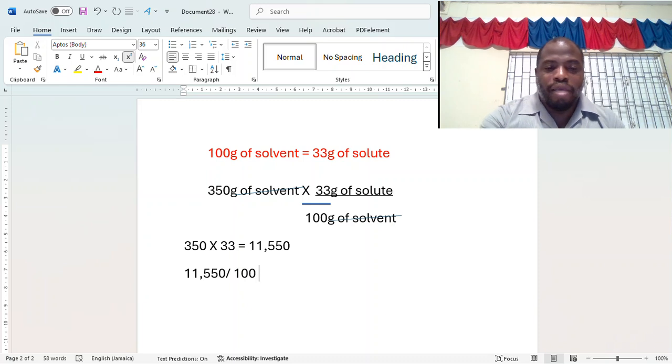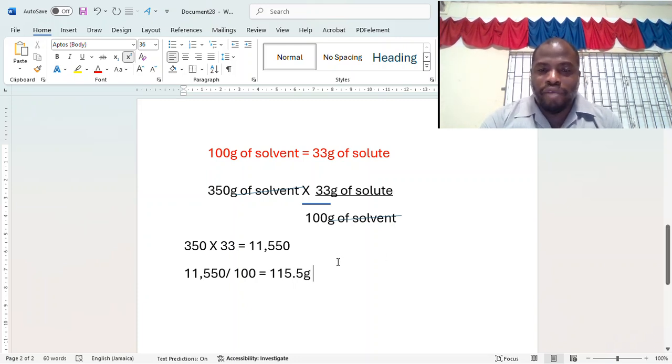You know, you can bring the decimal places to the left. And so we end up with 115.5 grams. And what are we going to be having? Grams of solute. So this is the amount of solute, grams of solute Z, substance Z, for it to be saturated if we have 350 grams of water, the solvent.